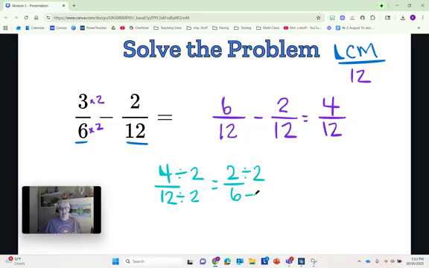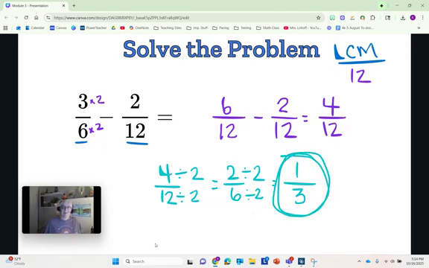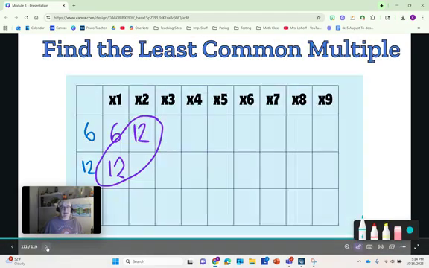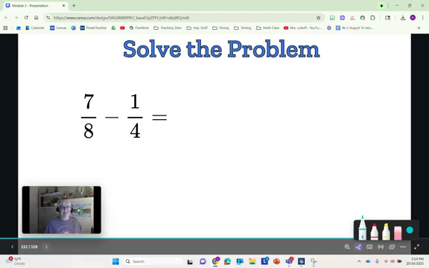Now, if you thought to divide by 4, you could have done that to start, and that would have saved a step. But you don't have to. You can divide by 2 and just keep going until you end up with a number that cannot be reduced anymore. 2 divided by 2 is 1. 6 divided by 2 is 3. Whenever you have a fraction and the top number is a 1, you are in simplest form, and the answer is 1/3. Let's look at another example.